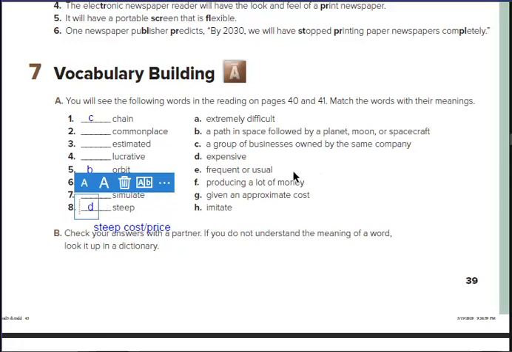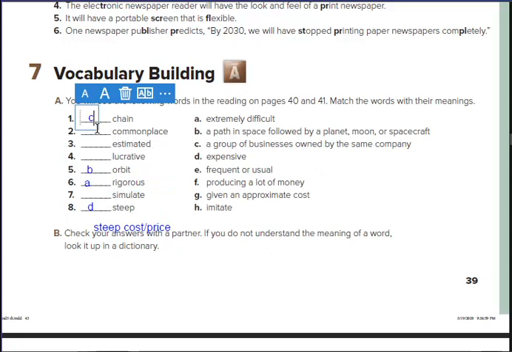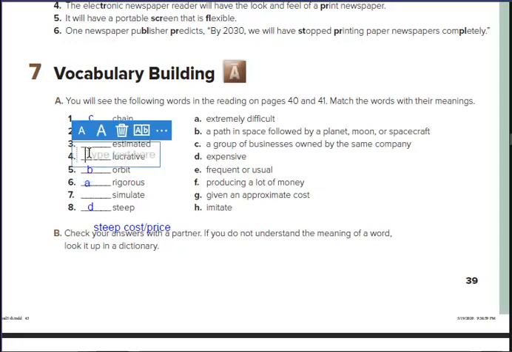Frequent or usual. It is frequent, usual. So it is, yes, the commonplace. The commonplace here. It is frequent. Producing a lot of money. It is, yes, lucrative. Okay. So lucrative, producing a lot of money, which is I. So lucrative, I here. Then we have, producing a lot of money, lucrative.